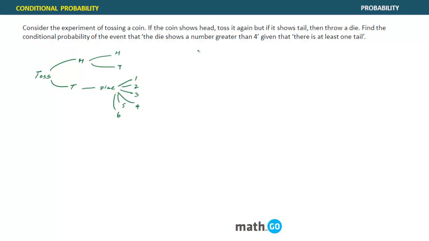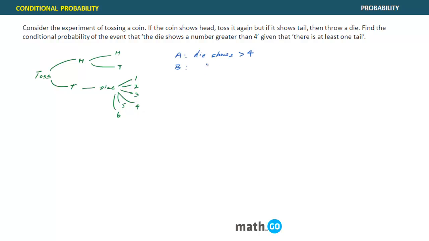Now what two events are given? Find the conditional probability of the event. The first event, just name it: A is the die shows a number greater than 4, right?